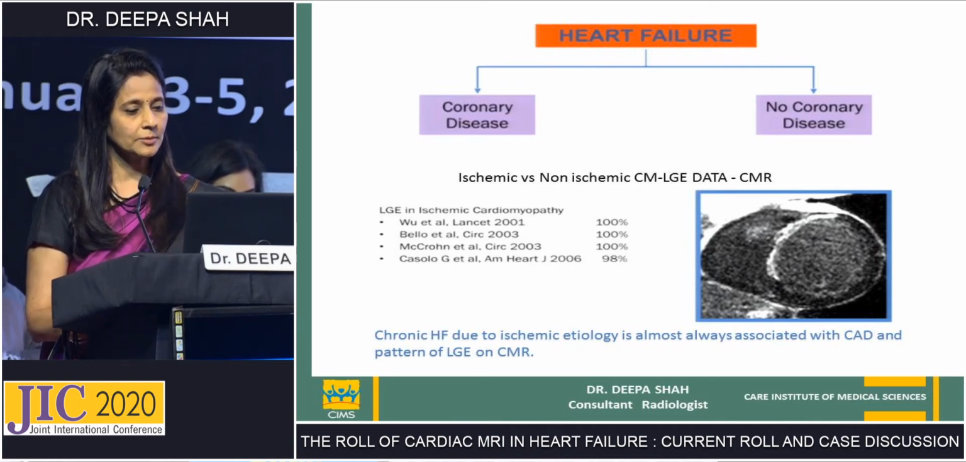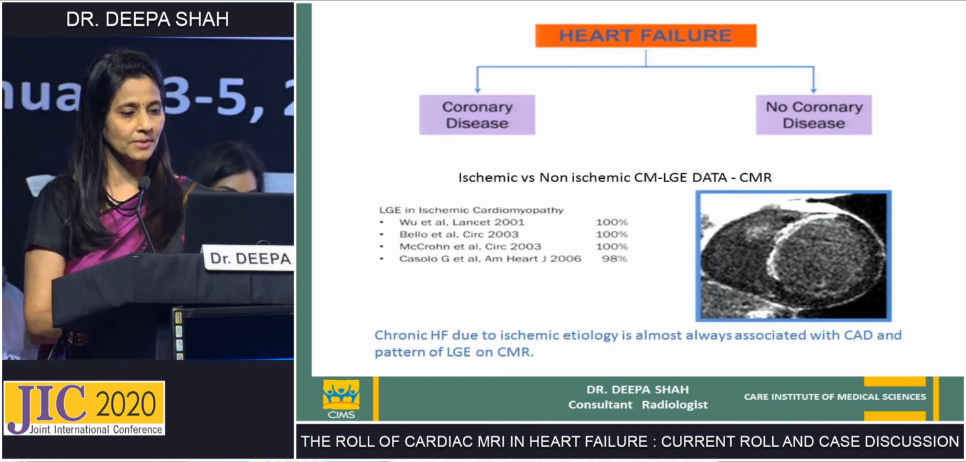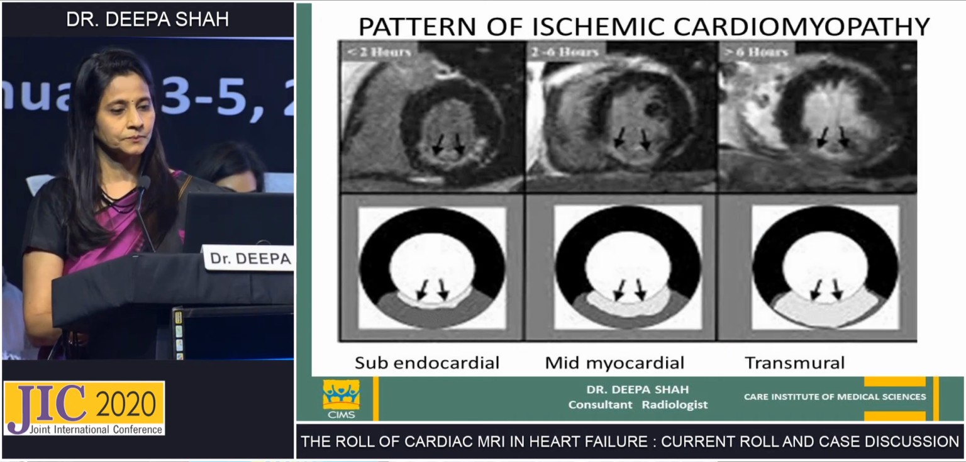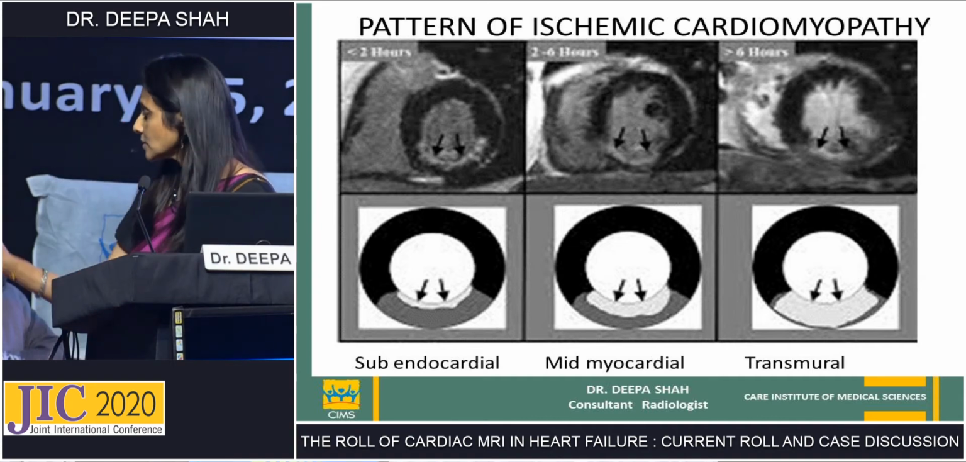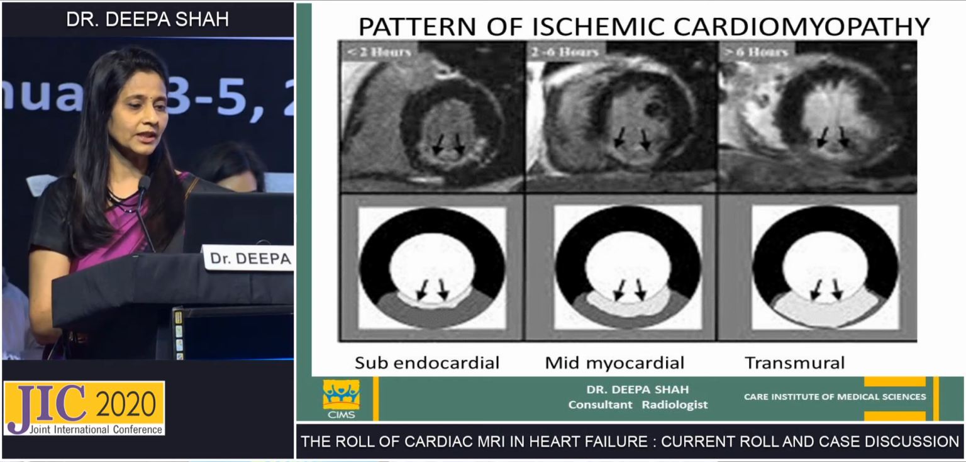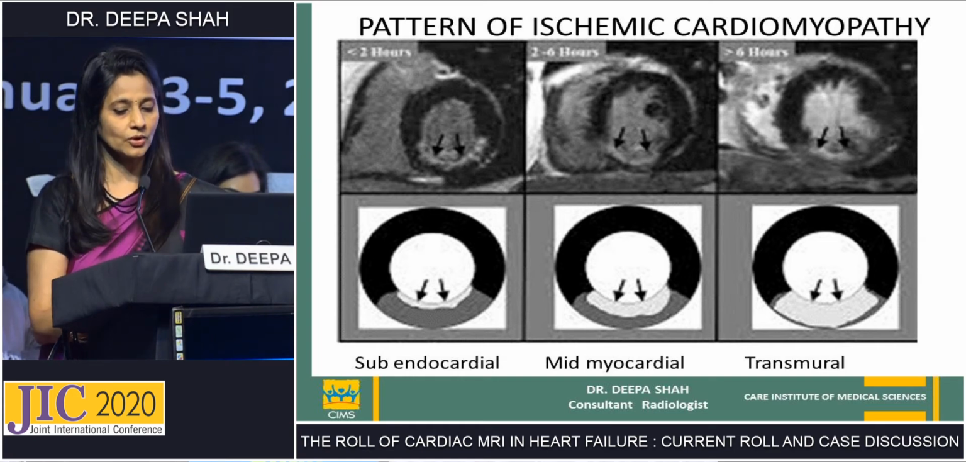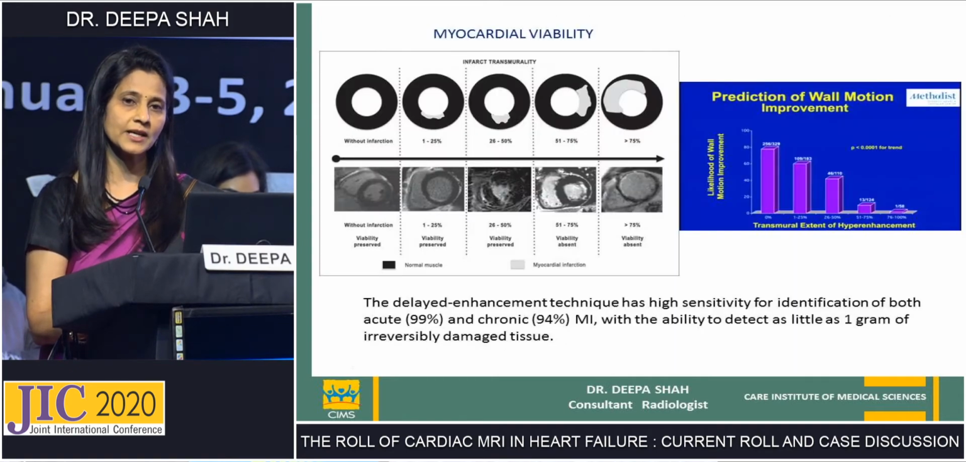Several studies have been done in patients with chronic heart failure, and only by doing late gadolinium enhancement CMR, they could differentiate between both the conditions with a high accuracy rate. In ischemic cardiomyopathy, infarct starts subendocardially and gradually over a period of time it extends transmurally, but the subendocardium is always involved.